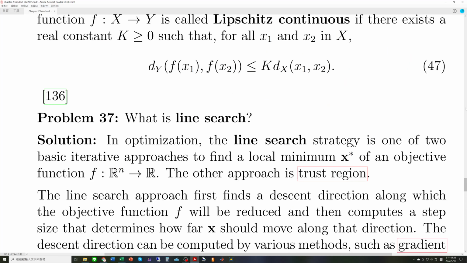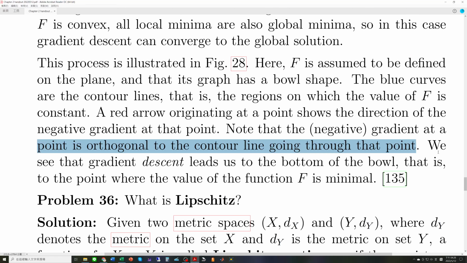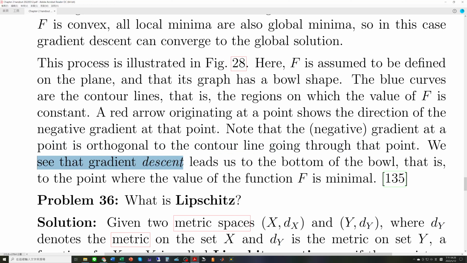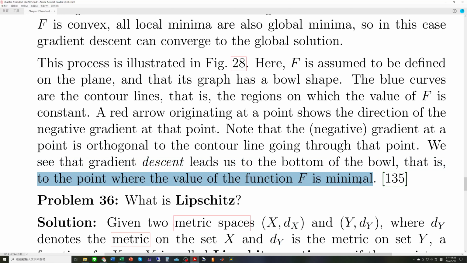Let us go back to here. We see that gradient descent leads us to the bottom of the bowl, that is, to the point where the value of the function f is minimal.